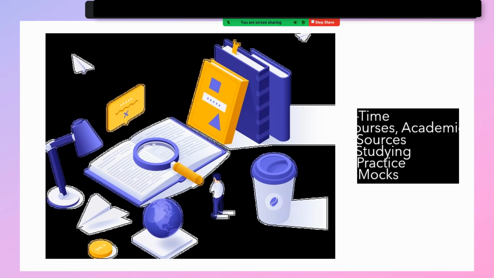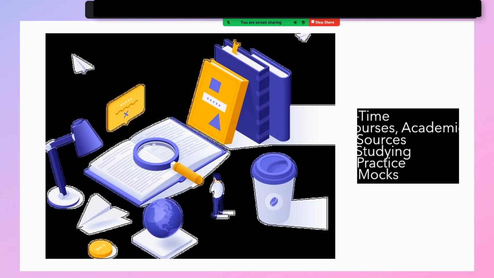Okay, and I highly advise to take different mocks with different people. All right, this is if you can afford. If you can't afford it, it's totally okay. You can take one mock with an experienced mentor. All right.